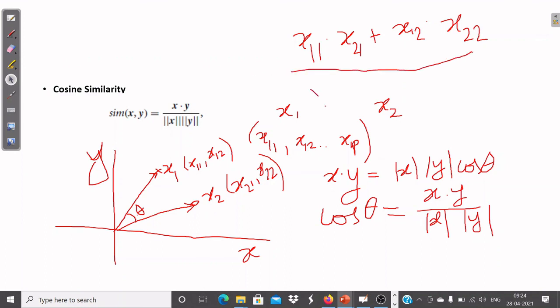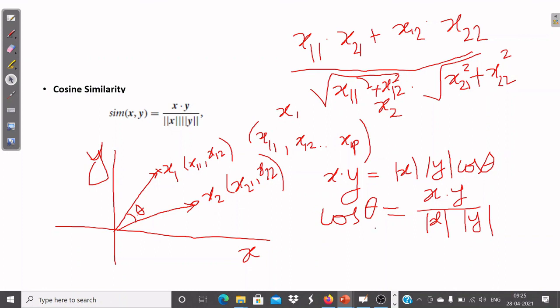How do you calculate the absolute value? It is the square root of x11 squared plus x12 squared, into the square root of, for the next one, y, which here is x2, x21 squared plus x22 squared. This is our cos theta part.